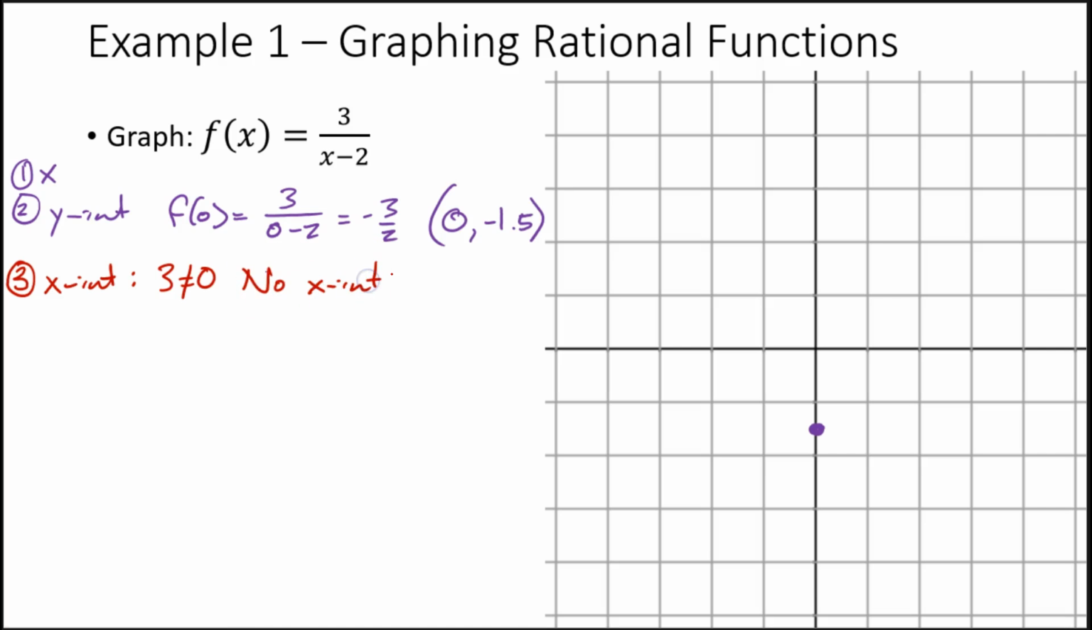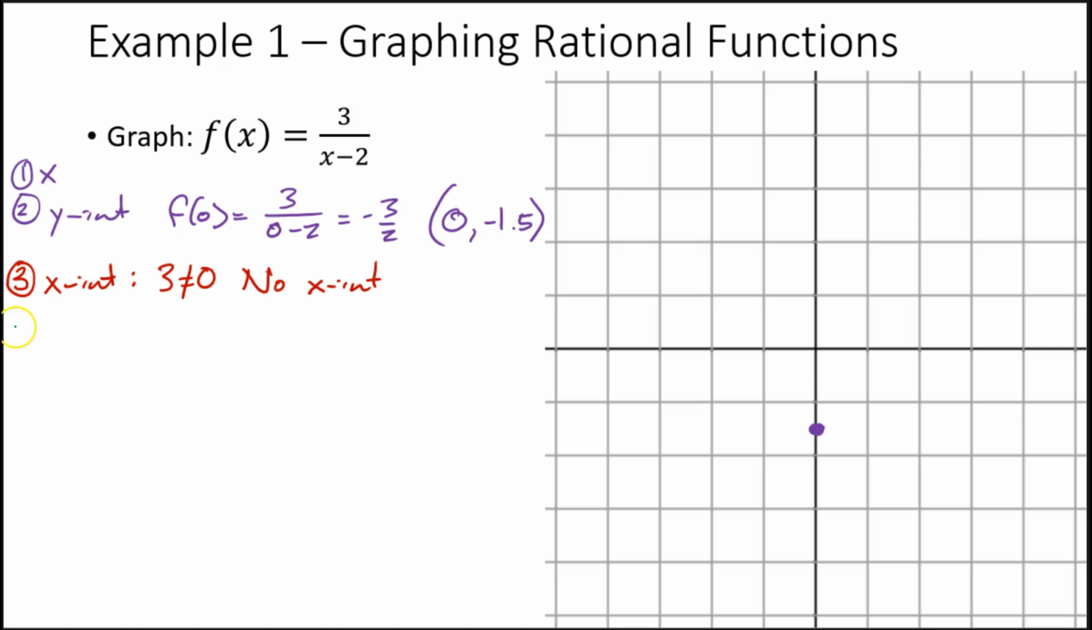So what do you think is my horizontal asymptote then? Any thoughts? So if I have no x-intercepts, would my graph ever cross the x-axis? Probably not. So if I'm never crossing the x-axis, what's probably my horizontal asymptote? Y equals 0. And we'll see that when we get to that point, okay?